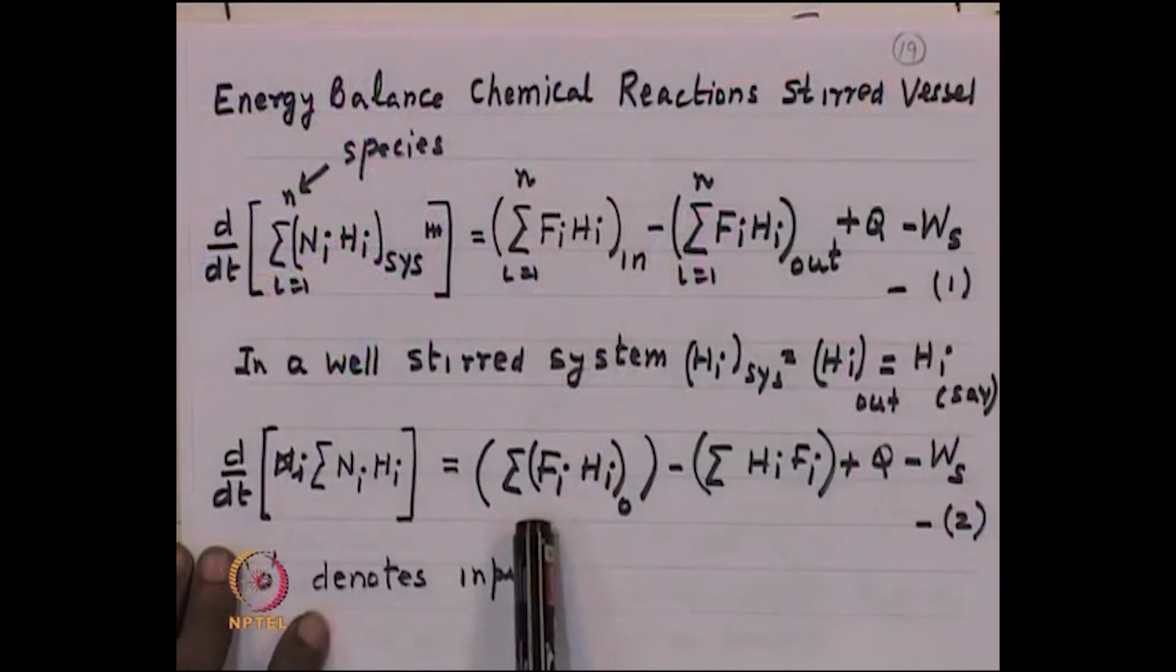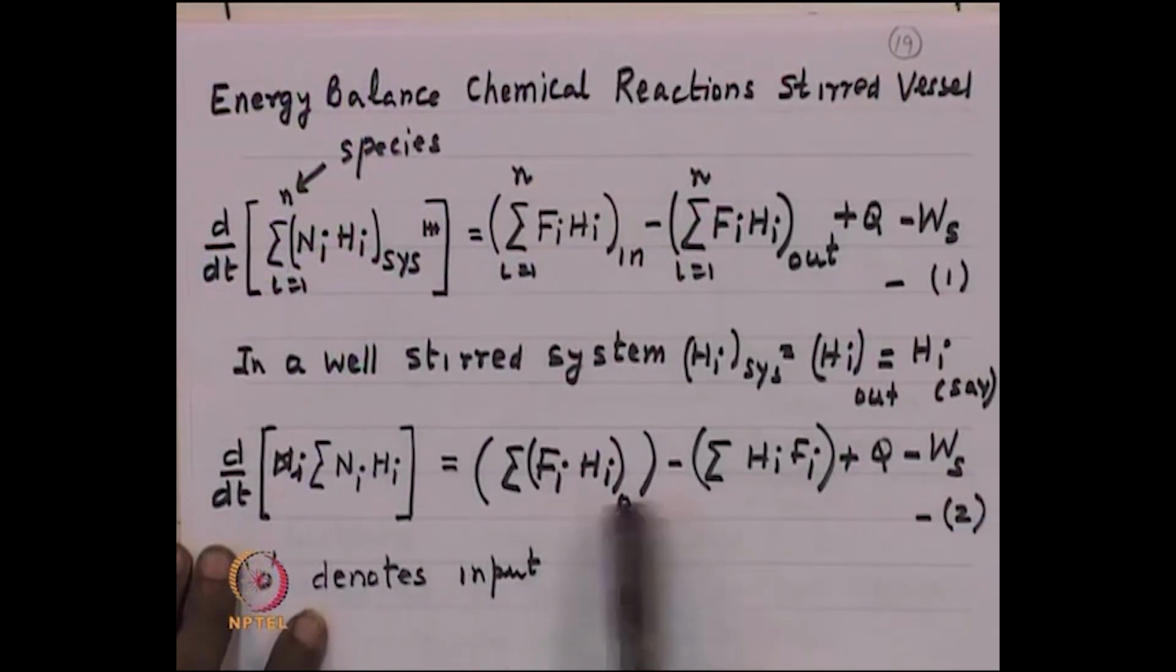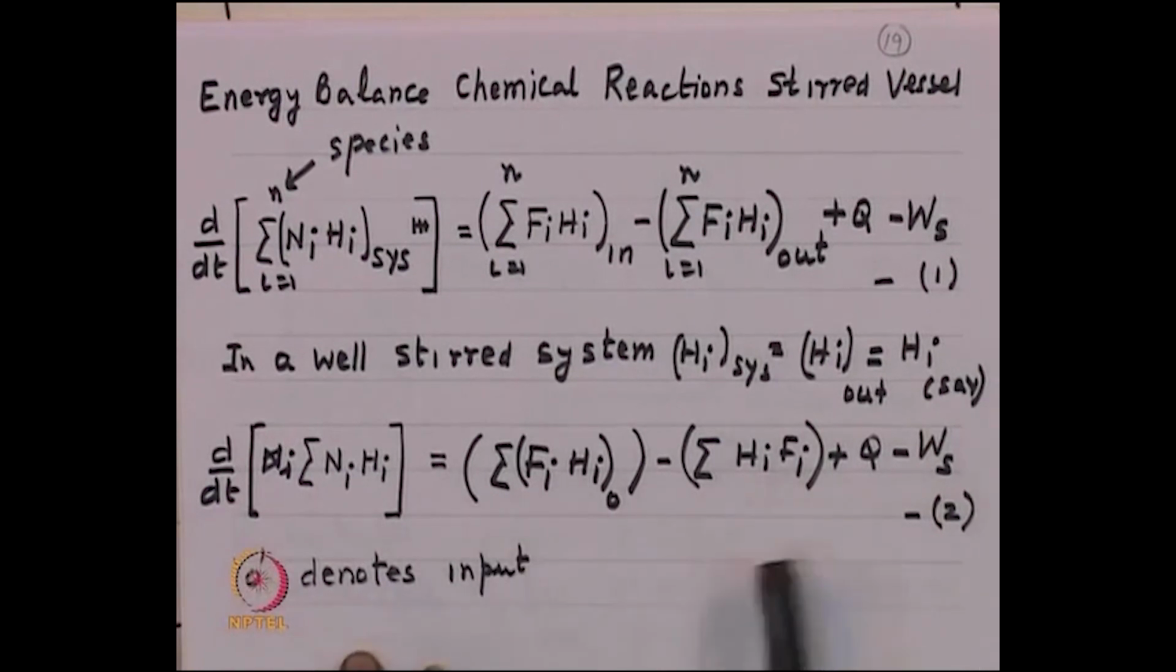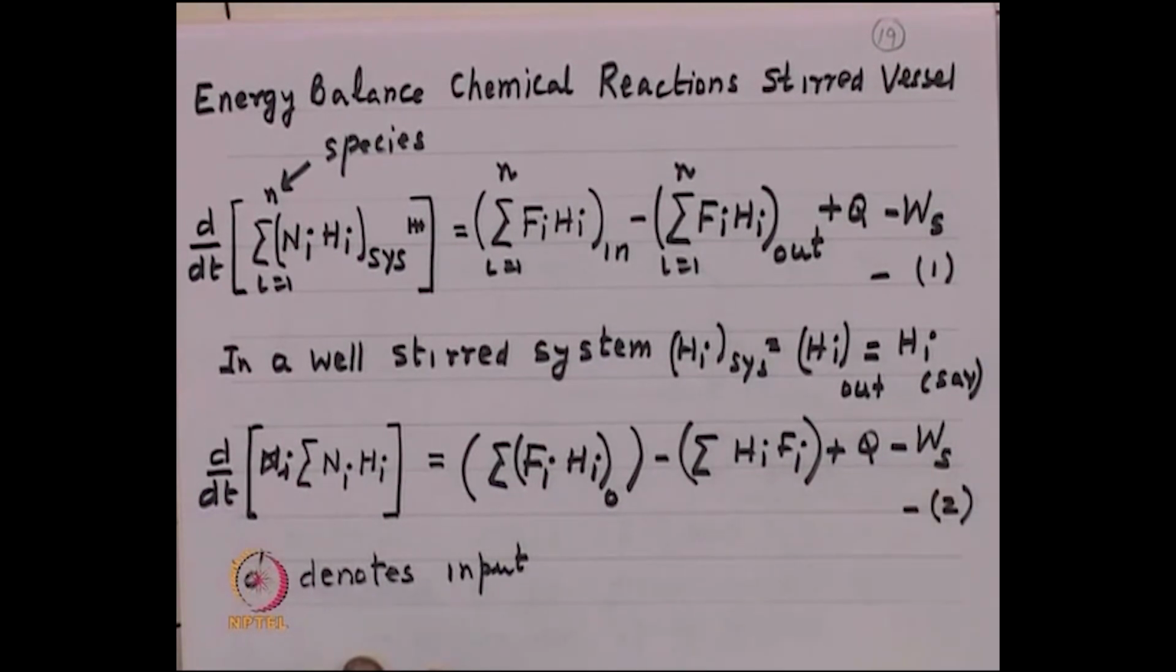because the energy balance is written keeping in mind that the energy, what is our energy balance? Our energy balance is only saying that d by dt of N I H I is F I H I out minus F I H I in. Basically, it is saying how much energy is coming in, how much energy is going out, how much heat you put in, how much work you take out.